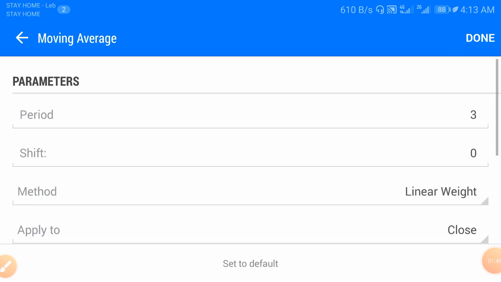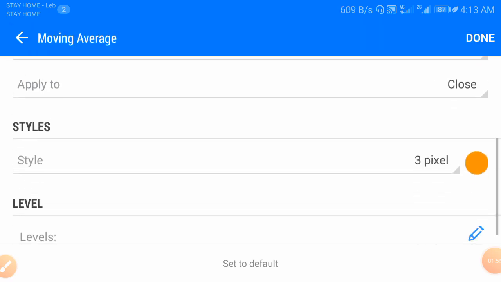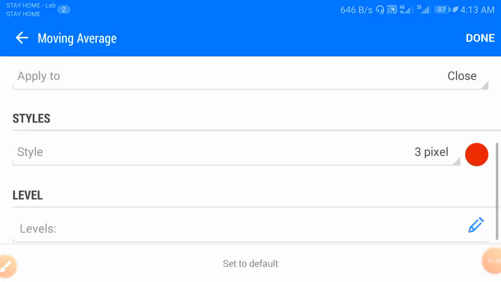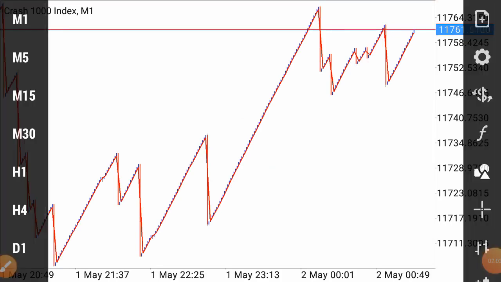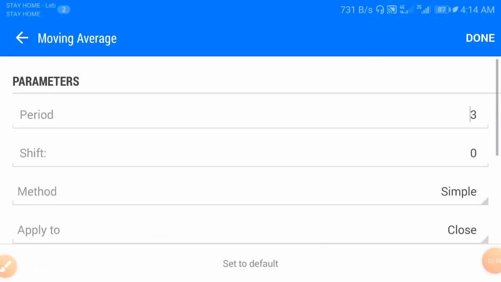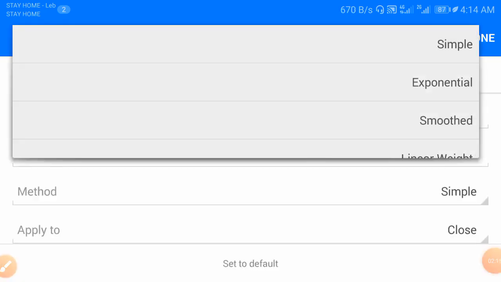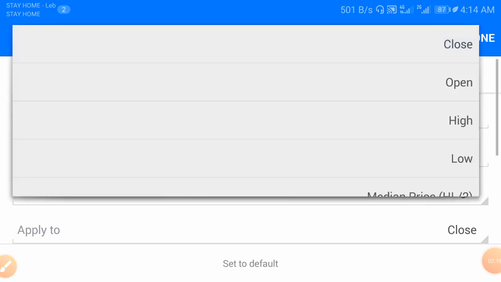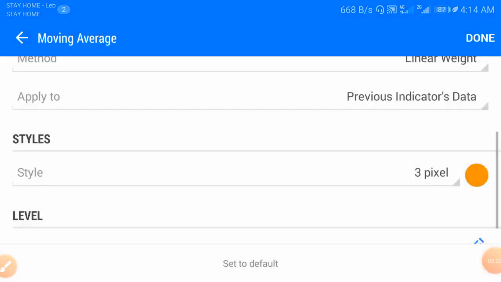First of all, set up a moving average: period 3, shift 0, method simple, apply to close, choose color red, and done. Look here, the first moving average is on your chart. Again set up a moving average, period 3, then linear weighted, apply to previous indicator's data, choose color golden, and done.